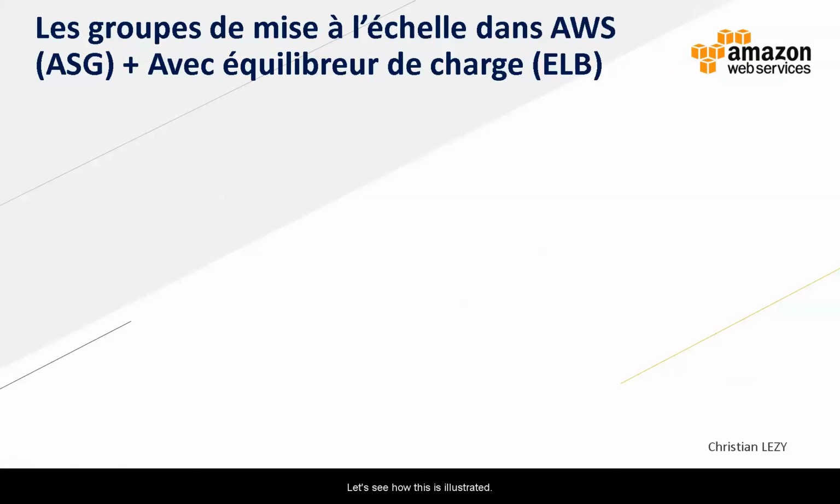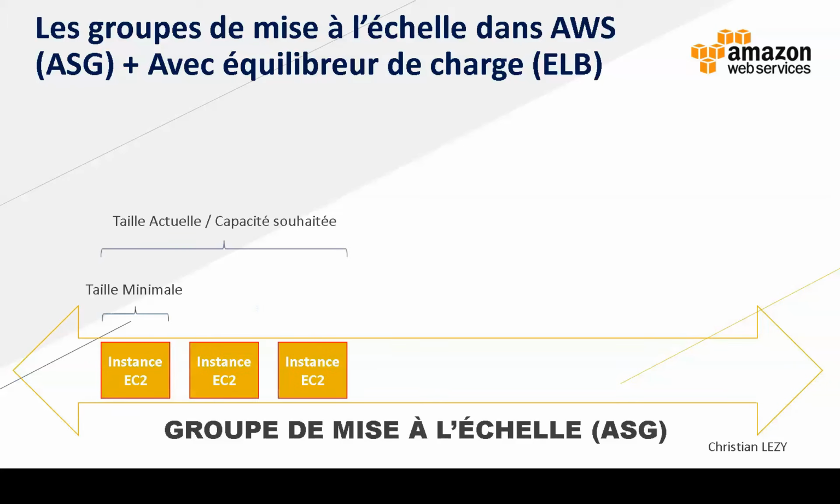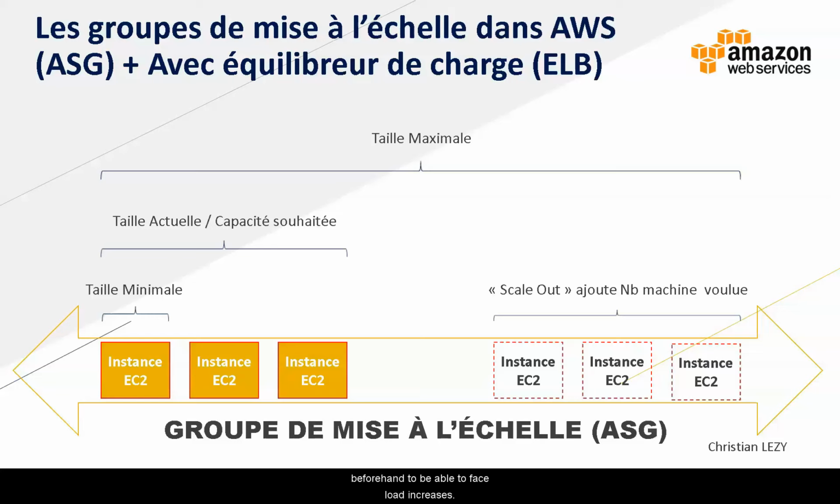Let's see how this is illustrated. We have our scaling group, or ASG. We'll define a minimum size for our ASG. You have a normal size, that is to say the desired capacity for our services to work properly. We'll have a maximum size, the number of instances that we'll be able to add and that we'll have defined beforehand to be able to face a load increase.